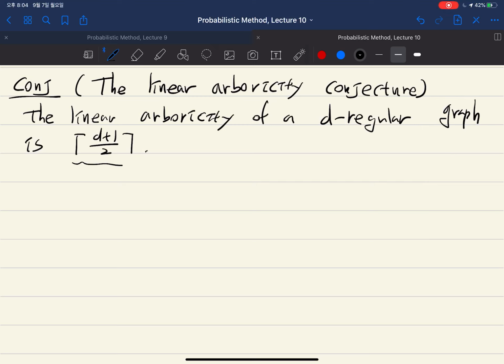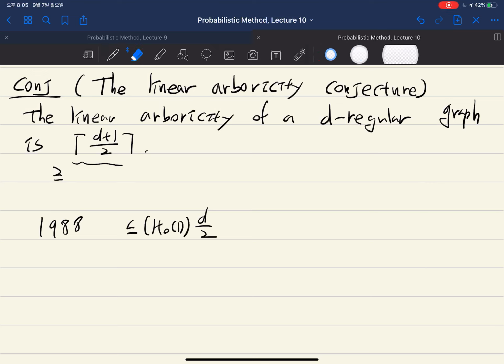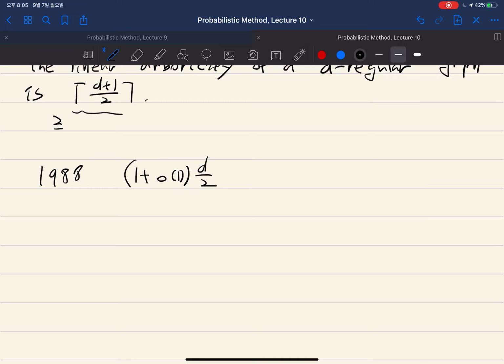This lower bound is easy, but the upper bound is difficult. Alon in 1988 showed that for large d, we can find the upper bound, which is, let's write it this way, (1 plus little o of 1) times d over 2, which shows an asymptotic upper bound on this conjecture.